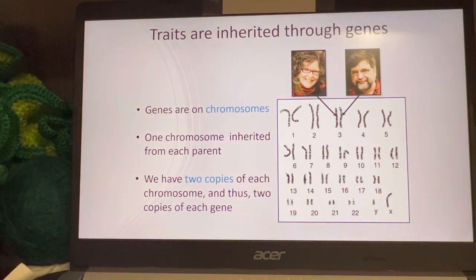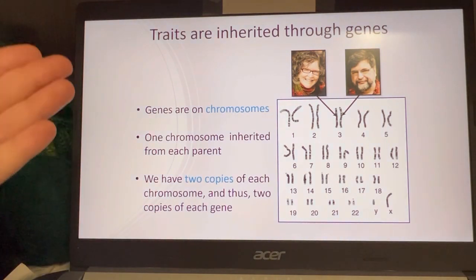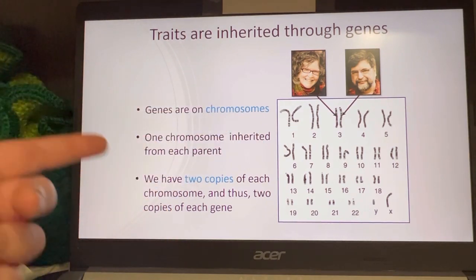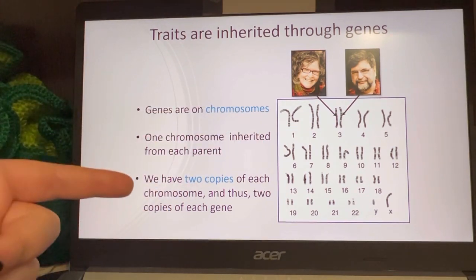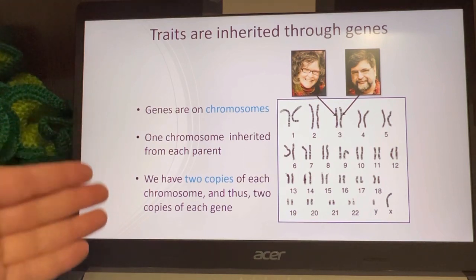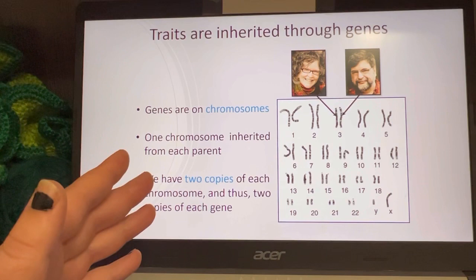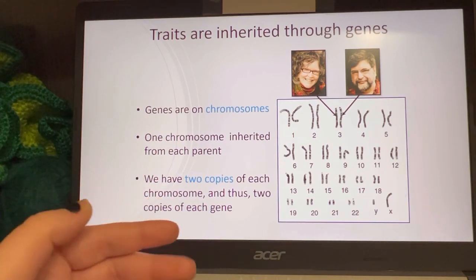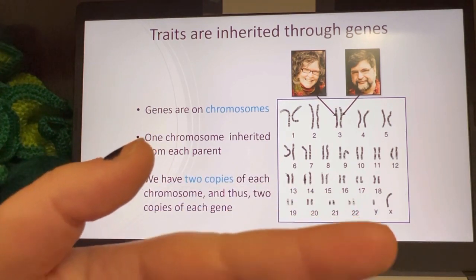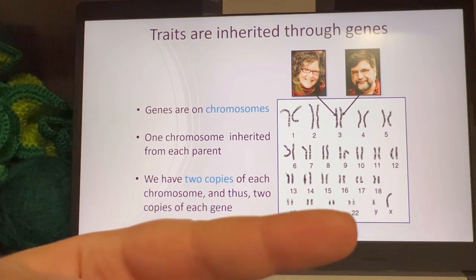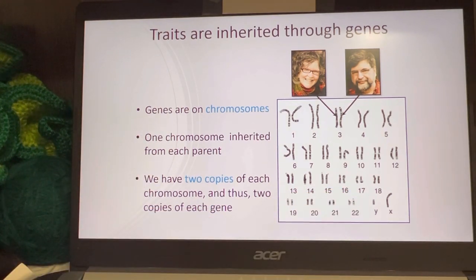Alright, so traits are inherited through genes. Genes are on chromosomes. 1 chromosome is inherited from each parent, as we talked about in meiosis, and we have 2 copies of each chromosome and thus 2 copies of each gene. So if one of them is faulty, we have a backup, unless it is on the 23rd pair and you're a dude. Then you don't have a backup and you're kind of stuffed.